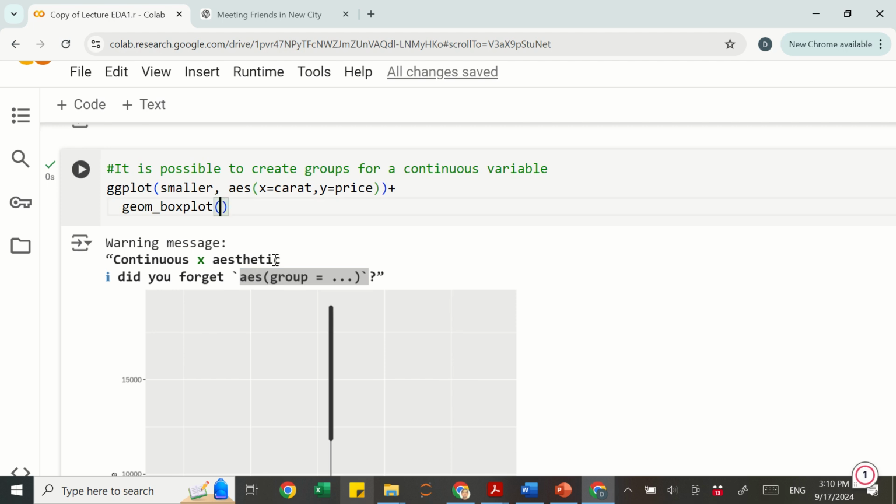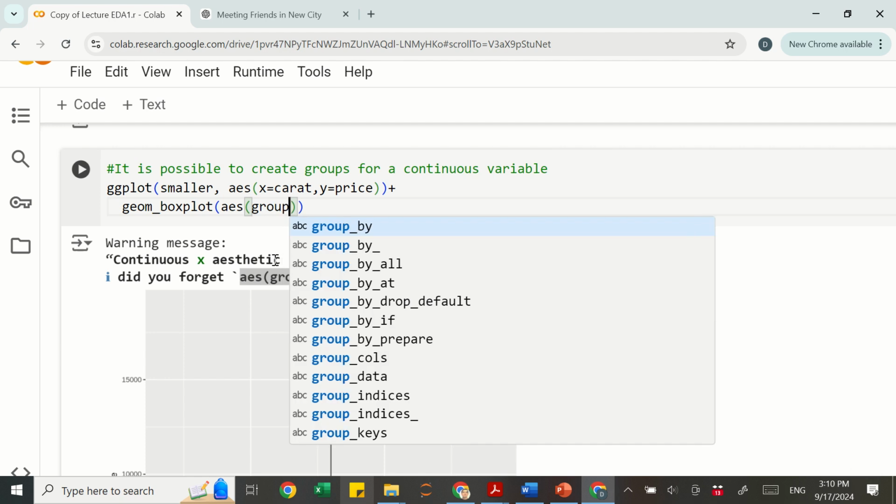So in geom_boxplot, I'm going to create an aesthetics. This is for continuous variables. Again, if you have a categorical variable, that's fine. You won't have to add this additional parameter. But if you have a continuous variable, then you need to create groups to split the values of the variable. So let's do that here.